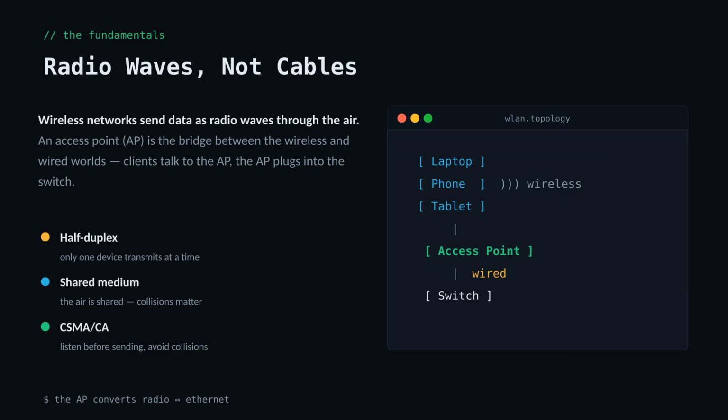But the air is a shared medium, which means only one device can transmit at a time. That's half duplex. To avoid talking over each other, wireless clients use CSMA/CA: listen first, then send. It's the wireless world's version of politeness.